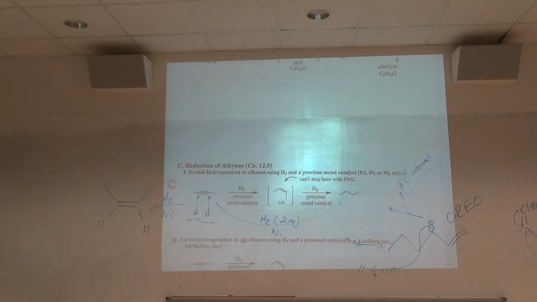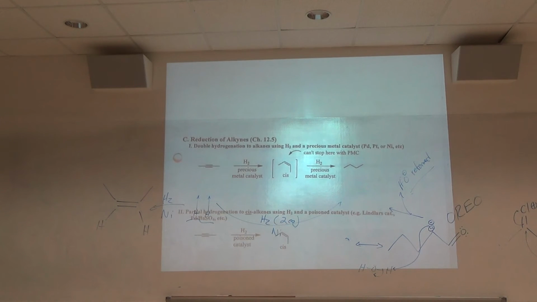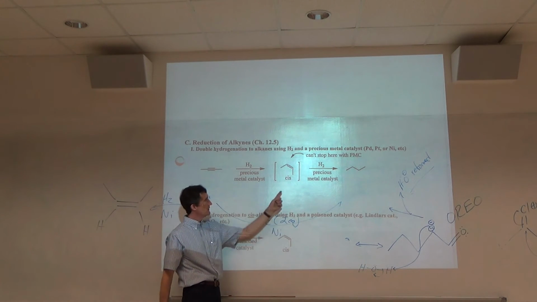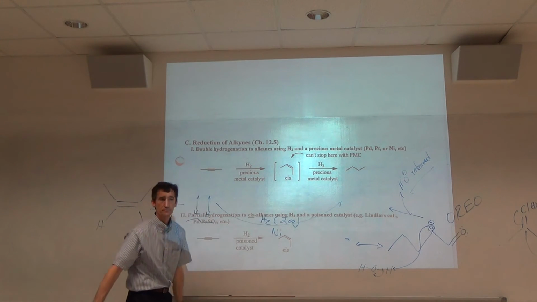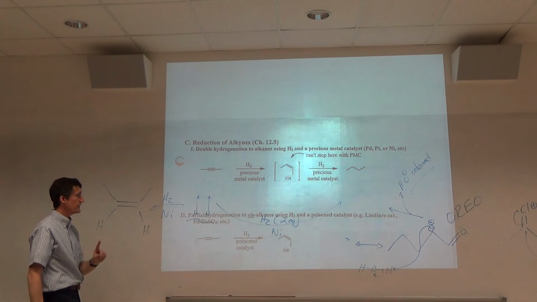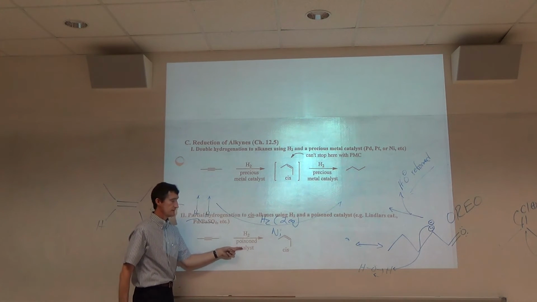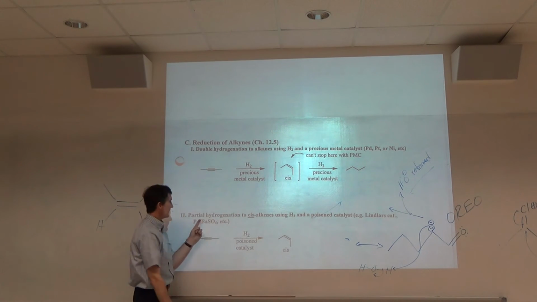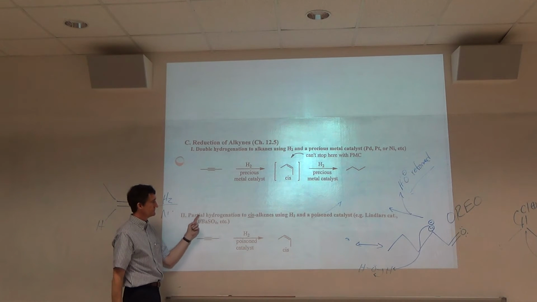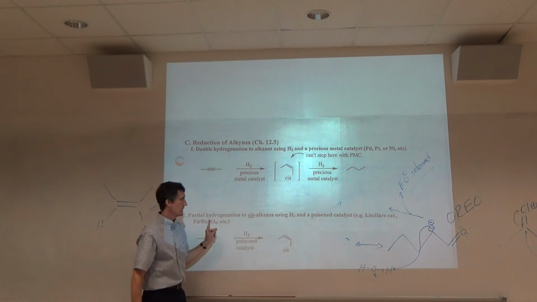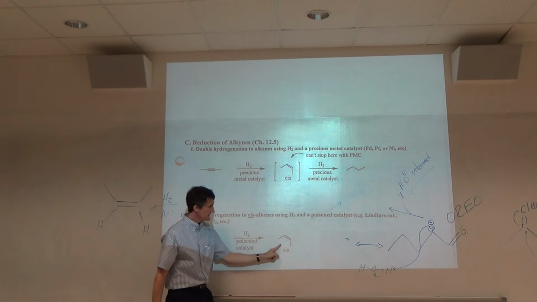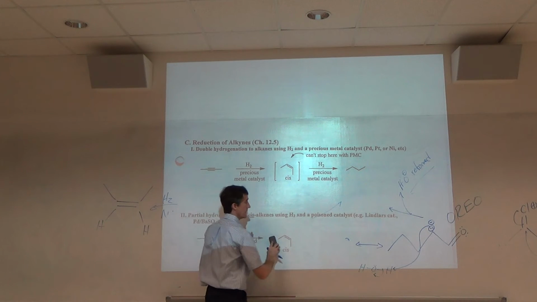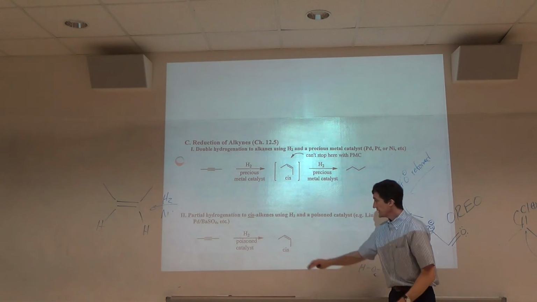Now, chemists would like to do all possible outcomes. What if we wanted to stop here? How could you do it? You can stop there if you use what's called a poison catalyst. We would call this partial hydrogenation, not complete. Partial, we would get a cis alkene because we know the H's come in from the same side. And we can stop there.